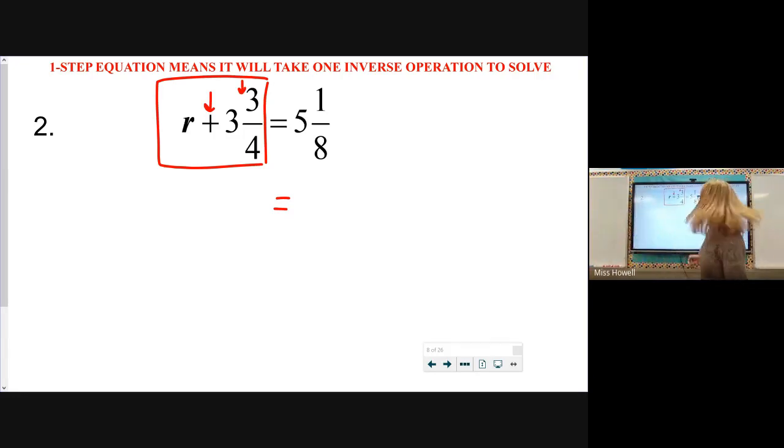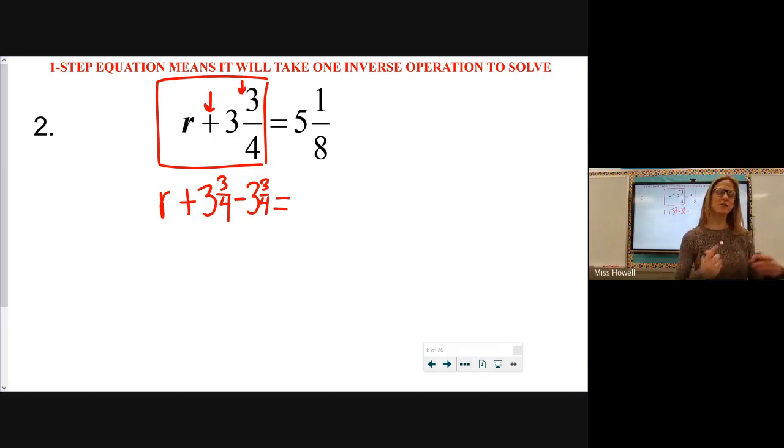of our equal sign. So to the left of our equal sign, we have r plus 3 3/4. And we need to undo that add with a subtract, and the amount is 3 3/4. All right, what we do to one side, we have to do to our other side of our equal sign, so that equal still means equal. So over here, we have a 5 1/8. We also need to subtract 3 3/4 from it.